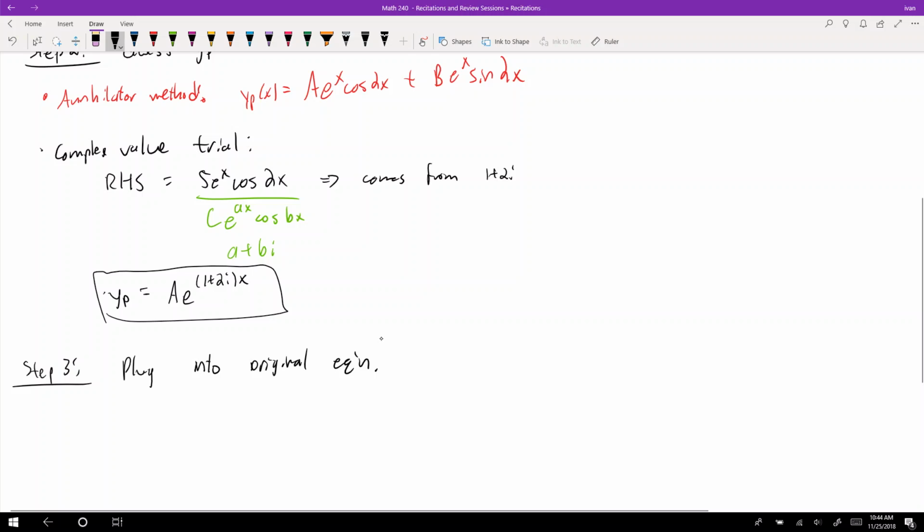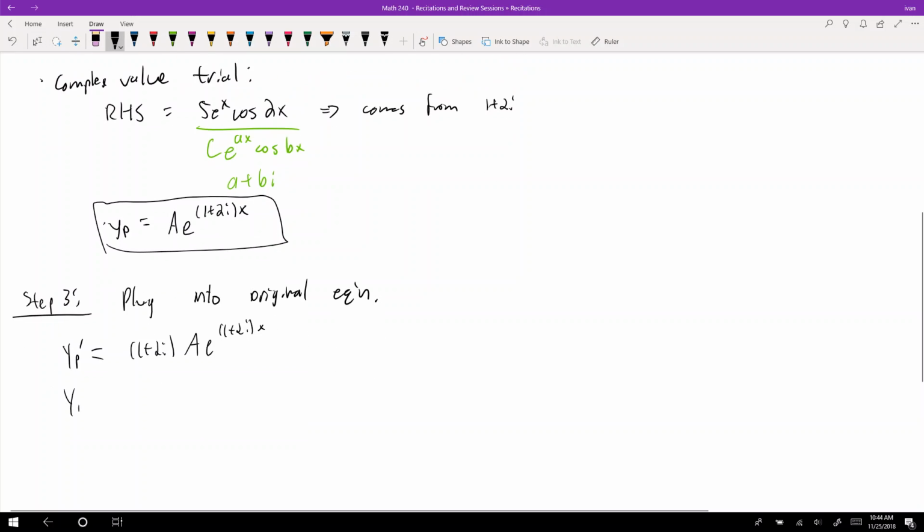Which means that we have to take our derivatives, so yp prime, and now you just have to deal with the complex value numbers. The first derivative is going to be 1 plus 2i times a e to the 1 plus 2i x, and then the second derivative is going to be 1 plus 2i squared times a e to the 1 plus 2i x.